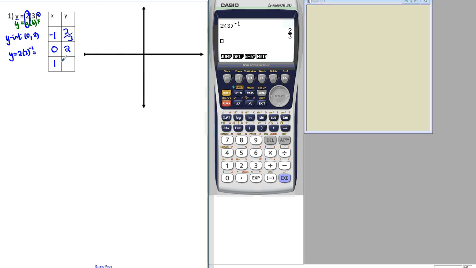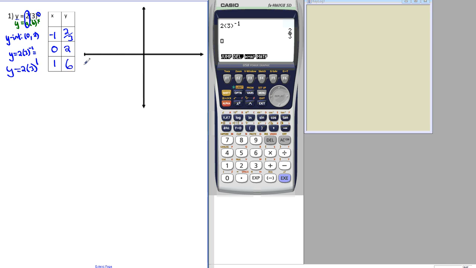Now we want to do that again, though, for a +1. So we're going to go y equals 2 parentheses 3 to a 1. Well, you don't need a calculator for this because we could do PEMDAS on this. 3 to the 1 power is 3, and 3 times 2 makes 6.